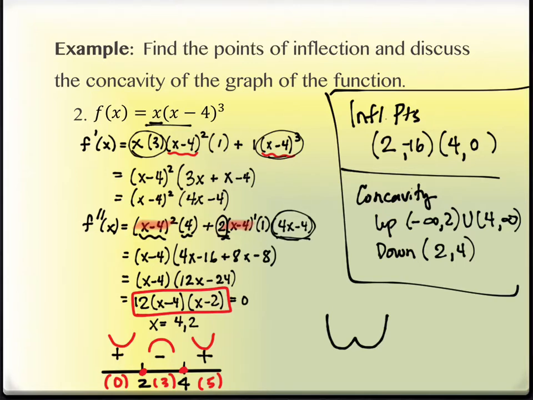Actually confirm that they're correct. So at this point, we have possible points of inflection, and when we've done our sign chart underneath it, then we've found that they for sure are. Okay. Yes, okay, you're right.